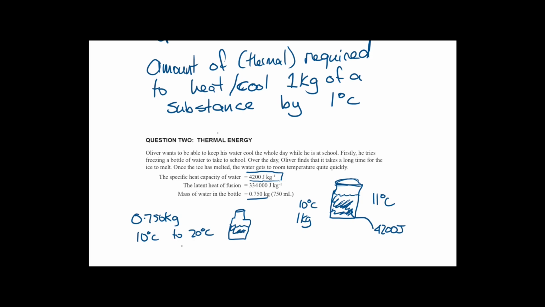All right, so we know that E thermal is mc change in T. The m is going to be 0.750. The c, the specific heat capacity, is 4,200 joules. And the change in temperature from 10 to 20 is 10 degrees. They're all in SI units, so I'm not going to put the SI units on there.